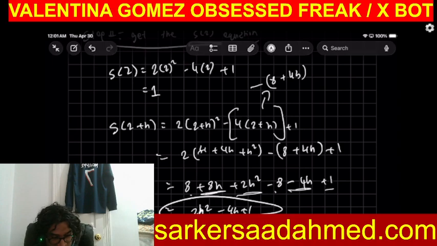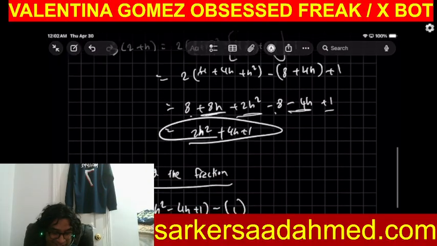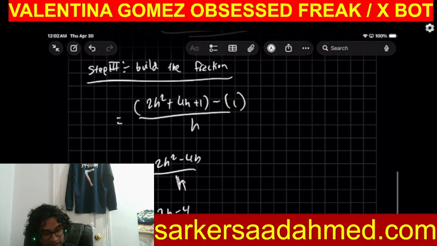And then 8, so 8 plus 8h plus 2h square minus 8h minus 4h plus 1. So 8 minus 8 is 0. 0 plus 1 is 1. 8h minus 4h plus 4h, this will be plus 4h. So now this will end up as 4 minus 2h.